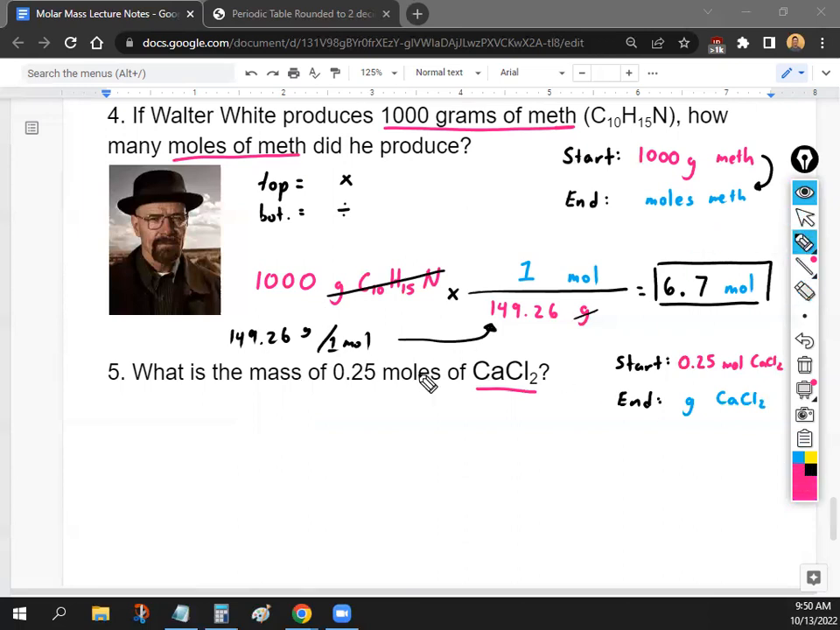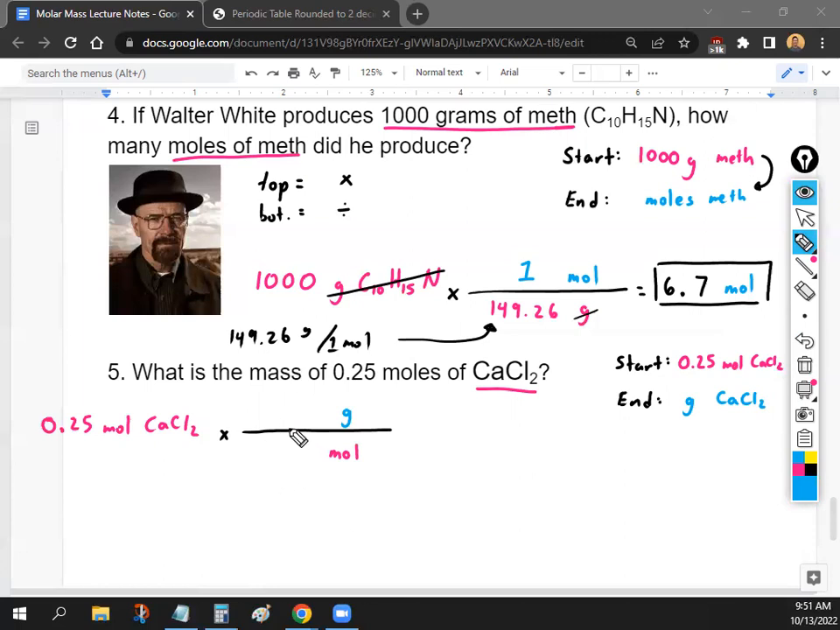Okay, so what we can do is set up the fraction like we did here. We're going to write down our starting number, which is 0.25 moles of CaCl2. And then we're going to set up our fraction. Since we are trying to get rid of moles, we're going to put moles on the bottom of the fraction. That way these guys can cancel each other out, right? And then we're looking for grams, so we're going to put grams on top of the fraction. Okay. So far, so good on that? That's what we did last time.